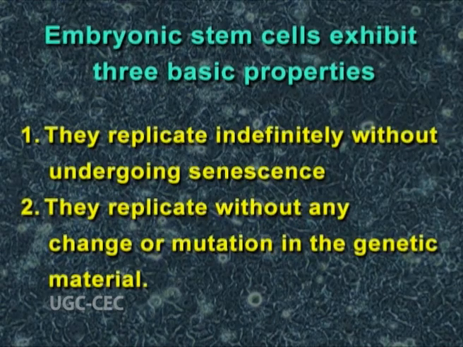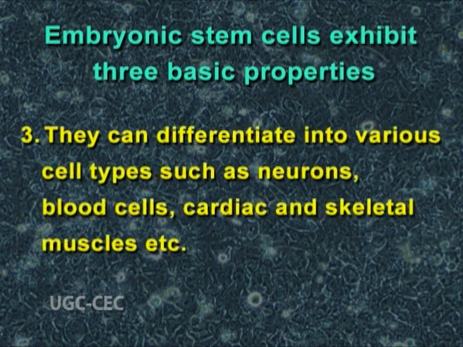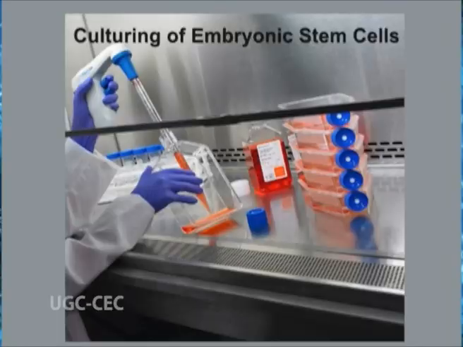Embryonic stem cells exhibit three basic properties. They replicate indefinitely without undergoing senescence. They replicate without any change or mutation in the genetic material. They can differentiate into various cell types such as neurons, blood cells, cardiac and skeletal muscles, etc. Isolated embryonic stem cells grow extensively in the culture medium flask and give rise to millions of such cells. These cells are a valuable source for research purposes.